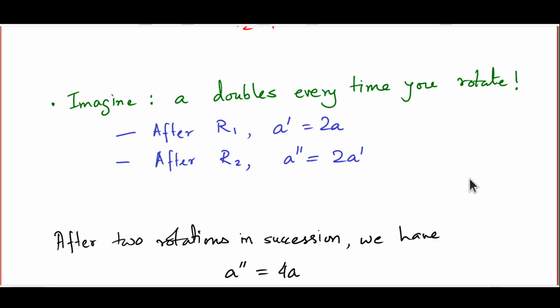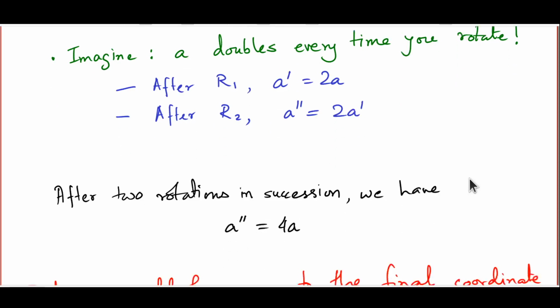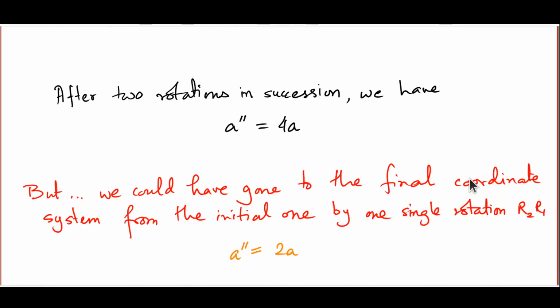However, there is a problem with this, and you may have already spotted that. Instead of rotating in succession through R1 first and then applying R2 after that, we could have done the same thing by rotating once through this rotation R2, R1. And if you had gone to the final coordinate system from the initial one by a single rotation R2, R1, then our rule that the number doubles every time you rotate would have given you a double prime equals 2a.